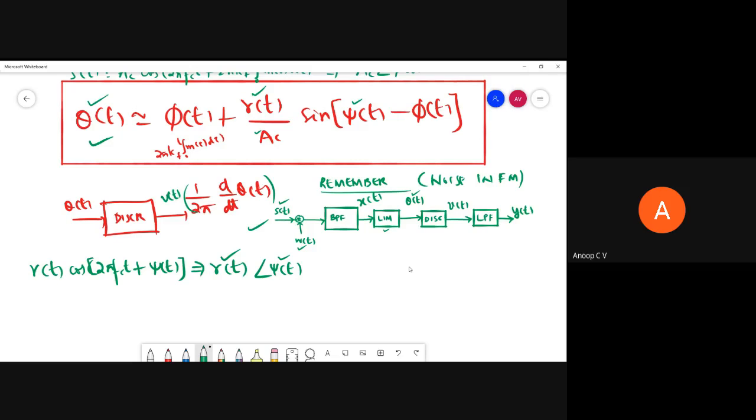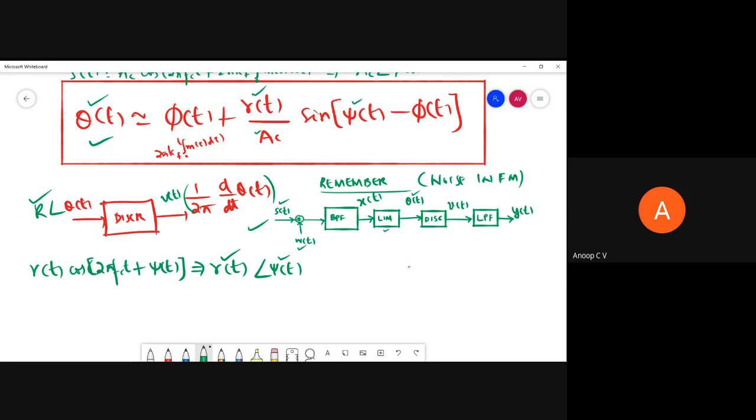Now please keep in mind, theta of t is the phase of whatever signal is given, so r angle theta of t goes to the discriminator. The discriminator output will be equal to 1 by 2 pi d by dt of theta of t. Here, please remember, we are not bothered about the amplitude variation part before this discriminator, because it doesn't carry any information, and we are using a limiter which will clip it off.